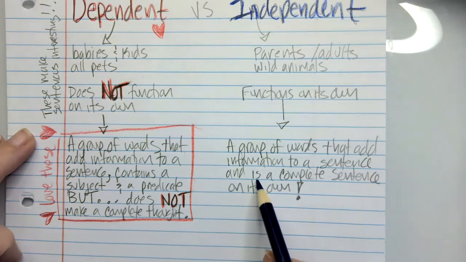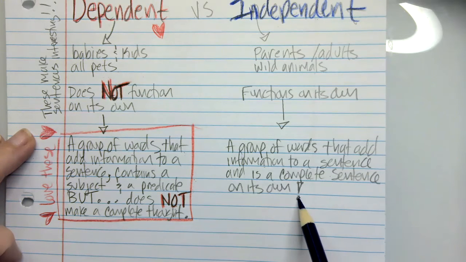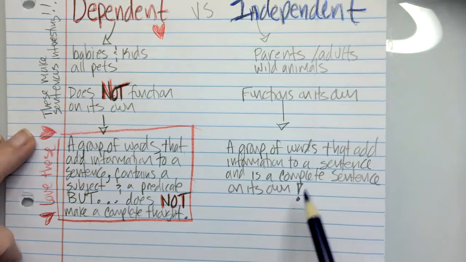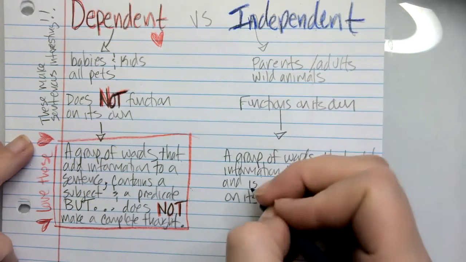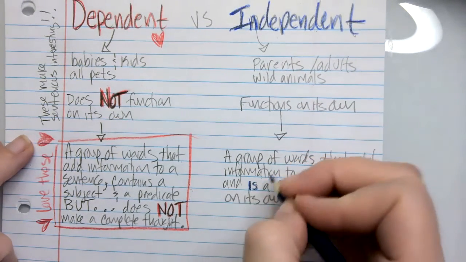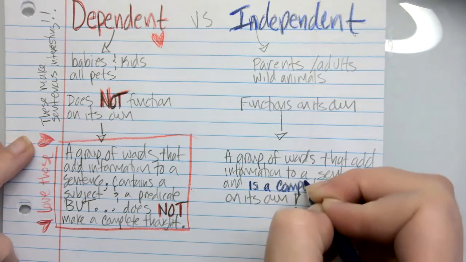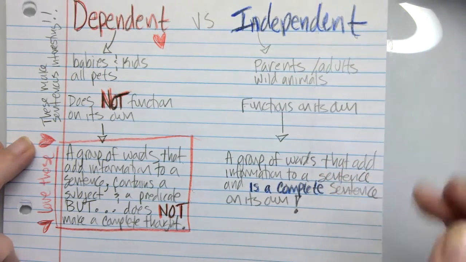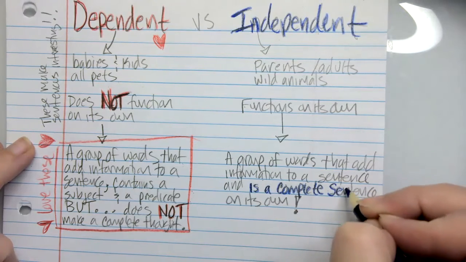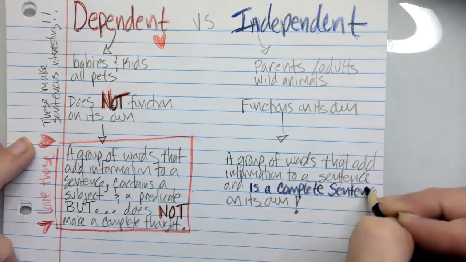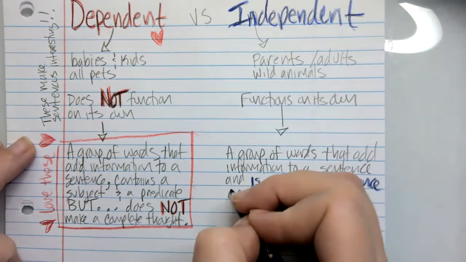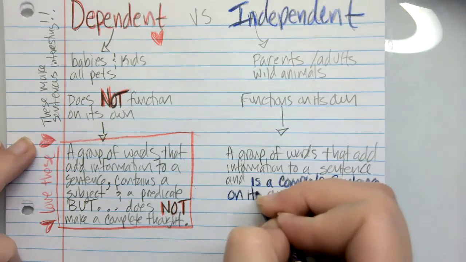And I want to go over "is a complete sentence on its own," because that's a really important aspect of an independent clause. And when something is a really important aspect and we're taking notes on it, guys, we want to use stuff to make that jump out. We want to use color, bolding, symbols, shading, anything to make it jump out.